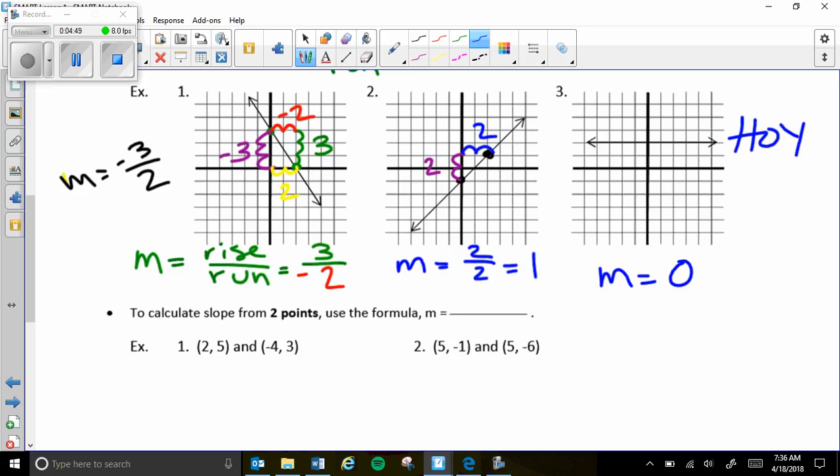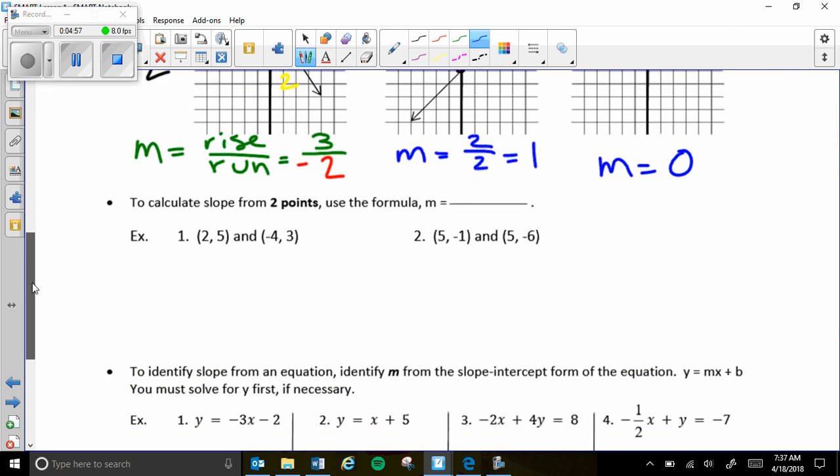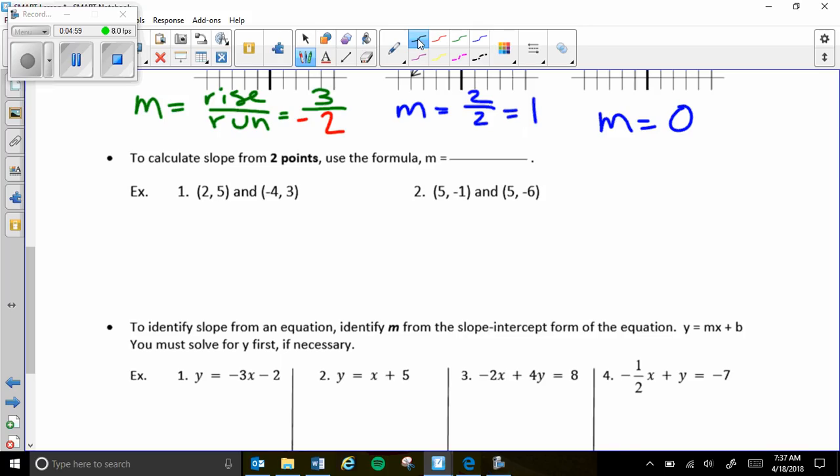If you have questions about how to calculate slope from a graph, please pause your video before you continue on. Otherwise, we're going to talk about how to calculate from 2 points. We use the formula m equals, and that's important to start that way, m equals y2 minus y1 over x2 minus x1.